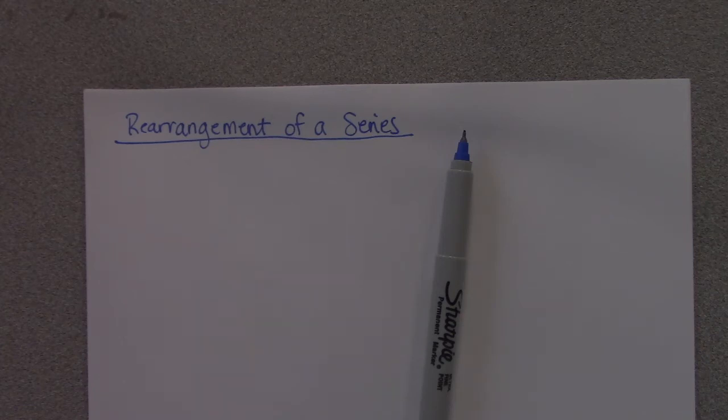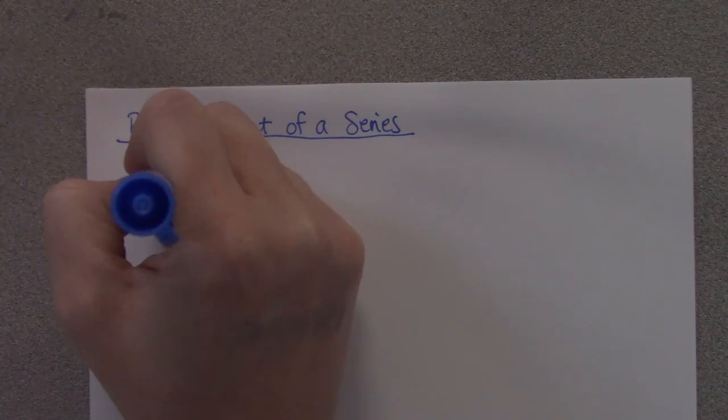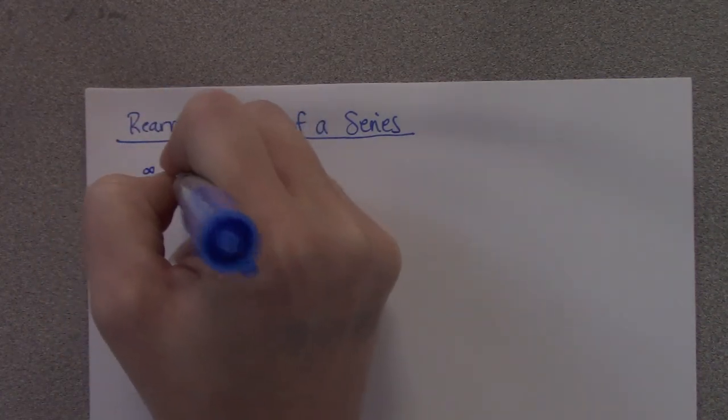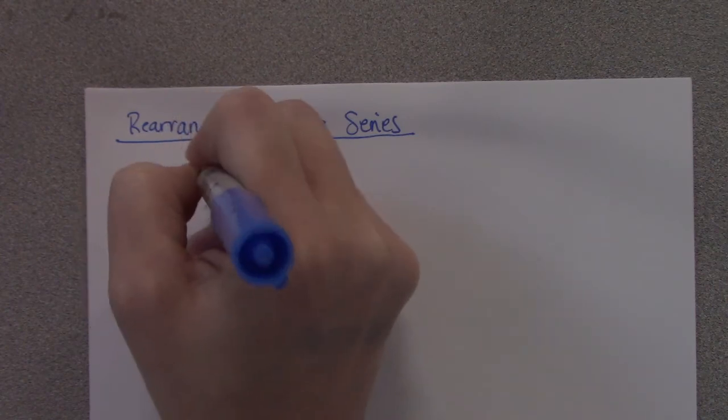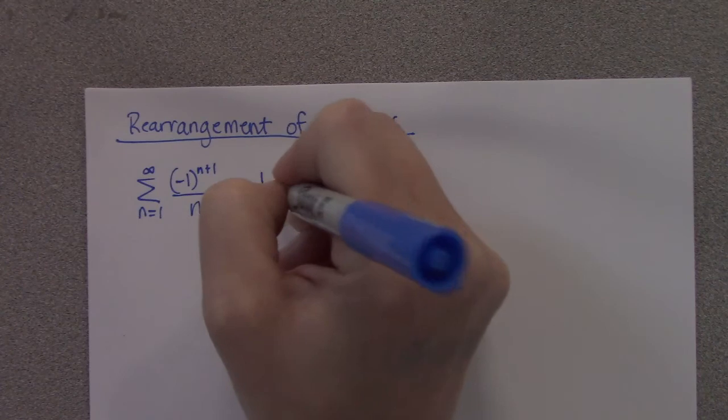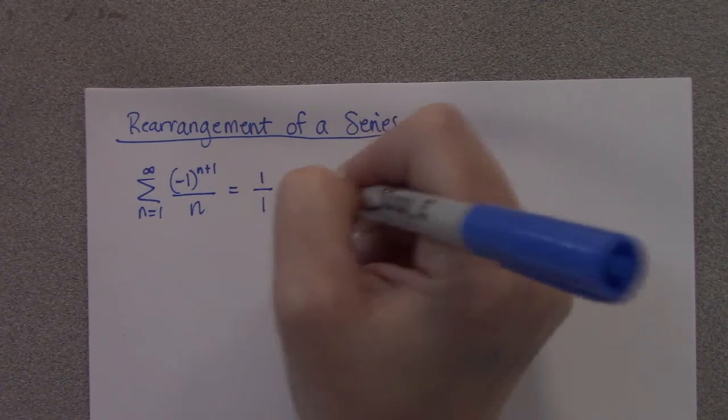So let's look at what happens if we mess with the order. What does that do to the sum? So if we take the alternating harmonic series and we list out the first couple of terms.